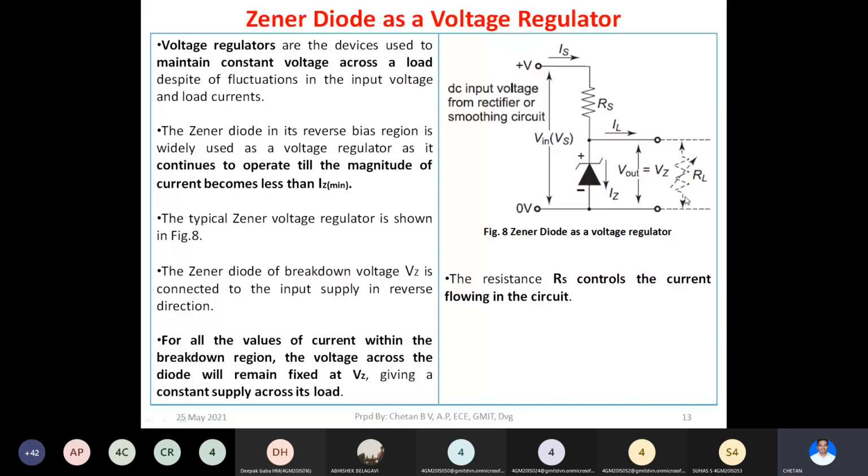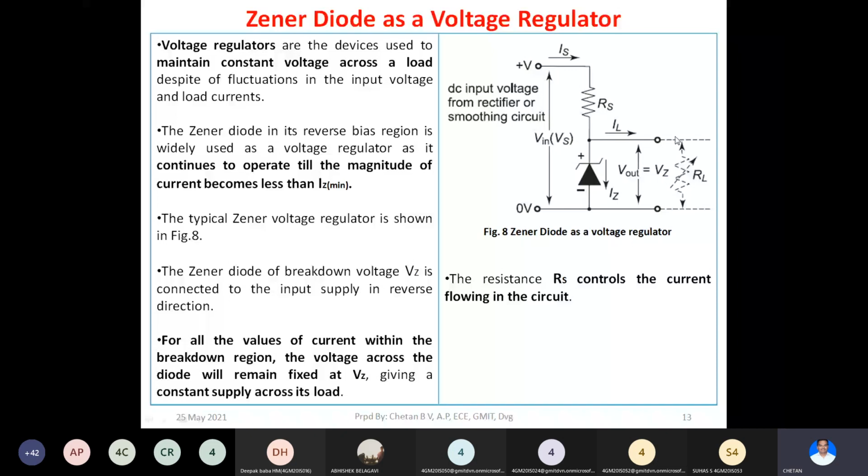And this V out, or the output voltage, is taken out across this diode. Therefore, as this diode maintains a constant voltage Vz, the output will also have the constant voltage. The output load will also get the constant voltage Vz. Therefore, it is written as V out equals Vz. Here you can see one current IL, right? This is called the load current which flows through the load.